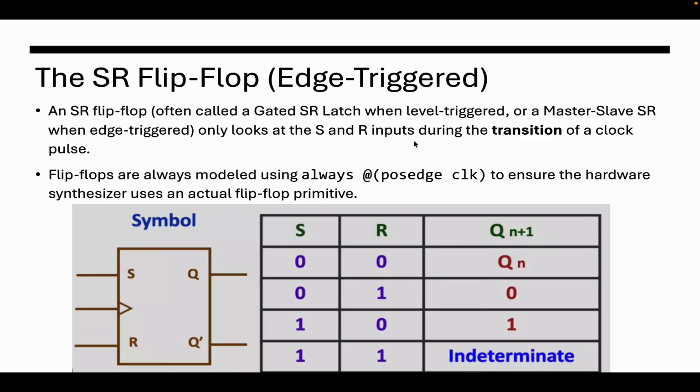It only looks at the S and R inputs during the transition of the clock pulse. Flip-flops are always modeled using always at positive edge clock to ensure the hardware synthesizer uses the actual flip-flop primitive. So you see here, as you have S and R, that is 0 and 0, and the output is the previous state. 0 1, you will get 0. 1 0, you will get 1, and 1 1 is an indeterminate state.